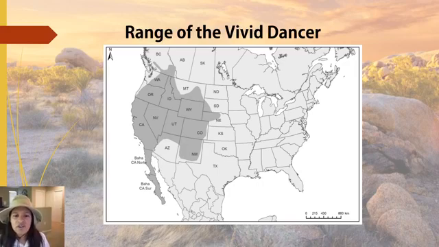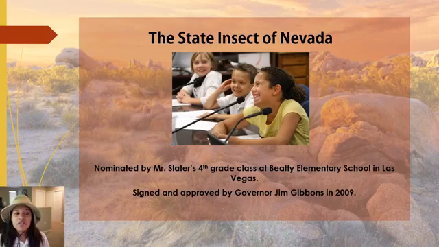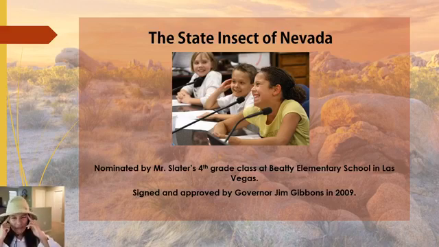So you might be asking yourself, Exploratory, why is a damselfly who's found in so many regions our state insect? Well, actually, it was signed and approved by Jim Gibbons in 2009, and it was all due to a contest. So public schools were allowed to nominate a certain insect that may be chosen to be our state insect, and it was actually Mr. Slater's 4th grade class in Beatty Elementary School in Las Vegas that nominated the vivid dancer. And really quick, I'm just going to read the description that they put down for them choosing the vivid dancer, just so that you can get in the minds of Mr. Slater's 4th grade class oh so many years ago.